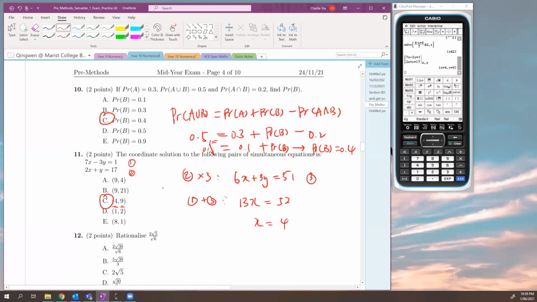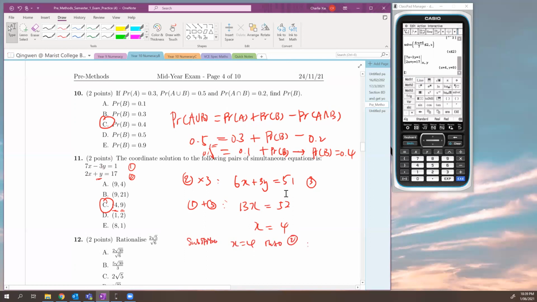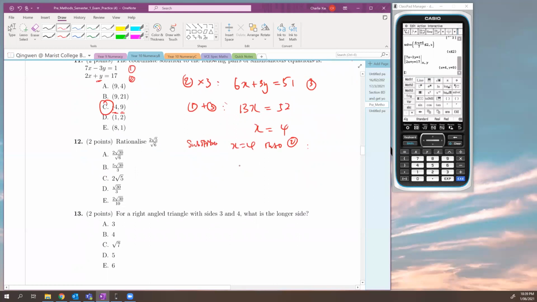And we know x is equal to 4. No matter which equation you substitute this 4 into, you're going to get the same y value. But this one looks nice because there are no coefficients. So I substitute x is equal to 4 into equation 2. So I've got 2 times 4 plus y is equal to 17. So 8 plus y is equal to 17, and y is equal to 9. So that's how I found it without using a calculator.